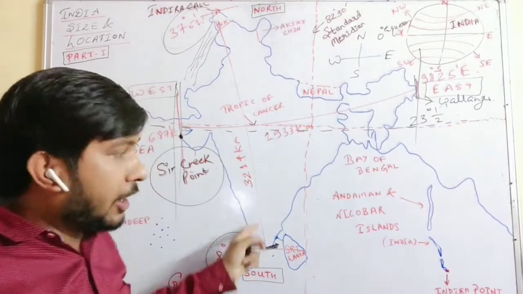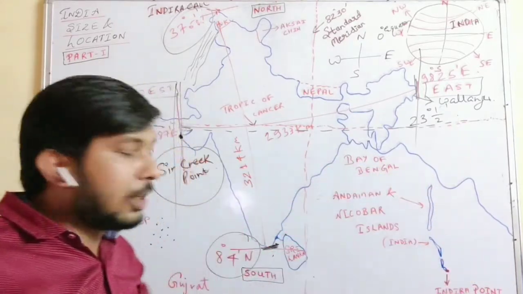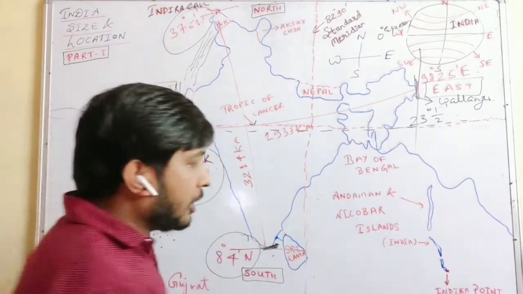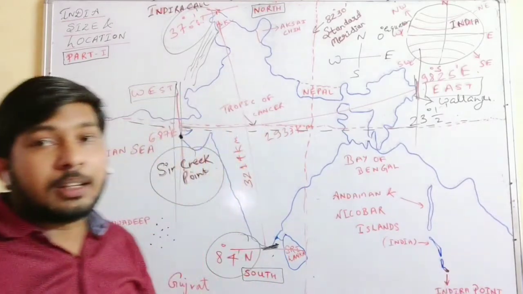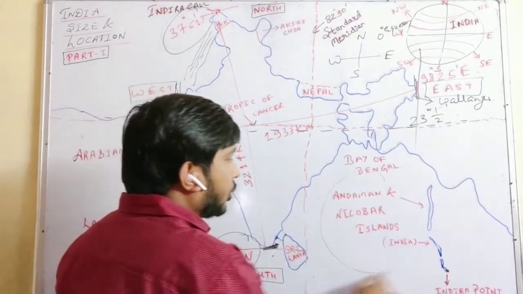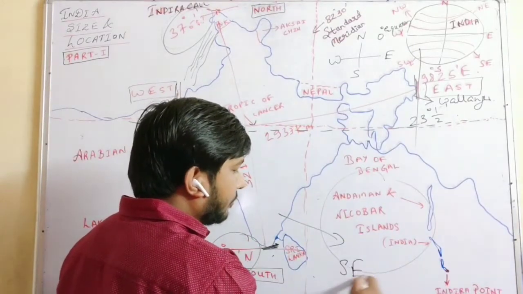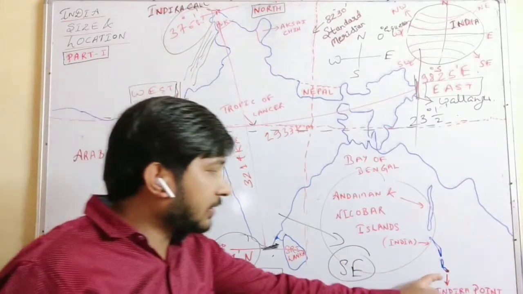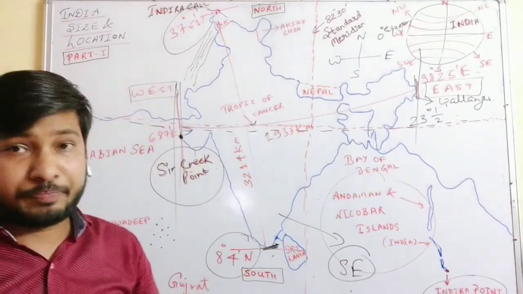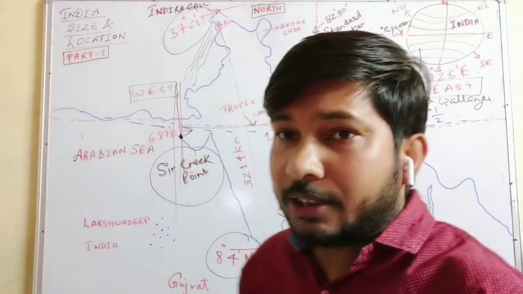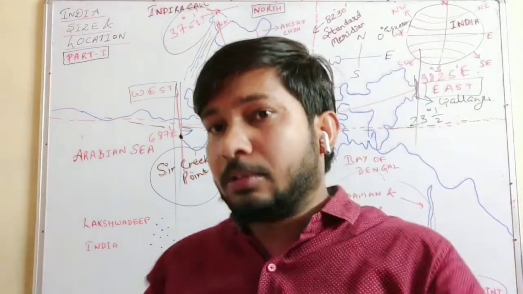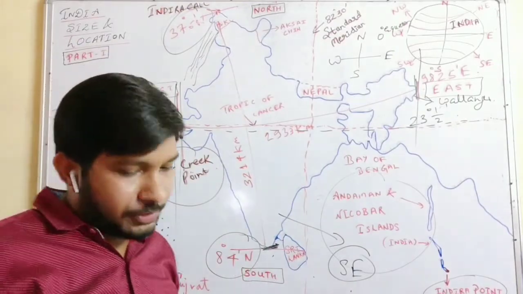But if you cover the whole territory, the ocean region also, the southernmost point will be where the Andaman and Nicobar Islands are situated, because this island is situated in the southeast region, and this southernmost point is called Indira Point. During the tsunami, it was submerged under water due to the high ocean waves. Got it?